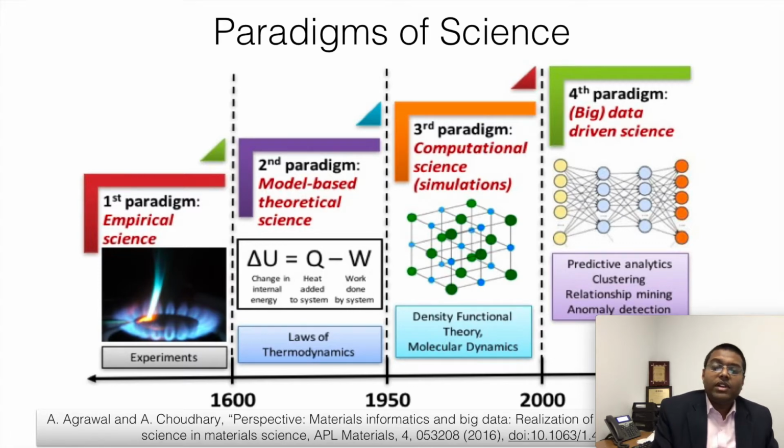Then when computers were invented in the 1950s, we could take these equations and solve them on computers and later on supercomputers. This led to the third paradigm of simulations, computational science. And good examples of the third paradigm in the material space are things like density functional theory, molecular dynamics, or finite element modeling, and so on.